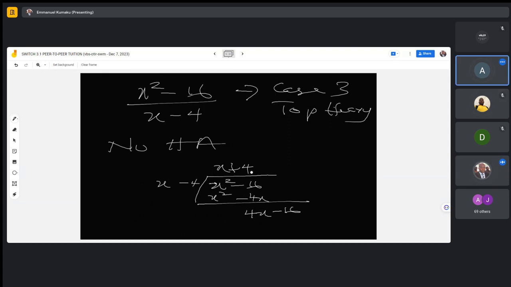So this will give us 4x, then this will give us minus 16. When we subtract, everything goes off. So the quotient is x plus 4. Normally we are not interested in the remainder. So the slant or oblique asymptote is y equals x plus 4.